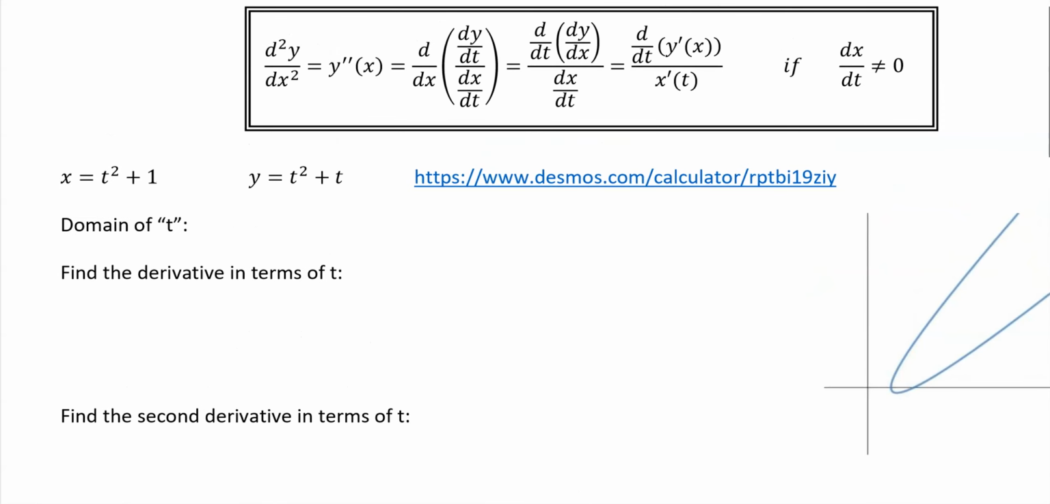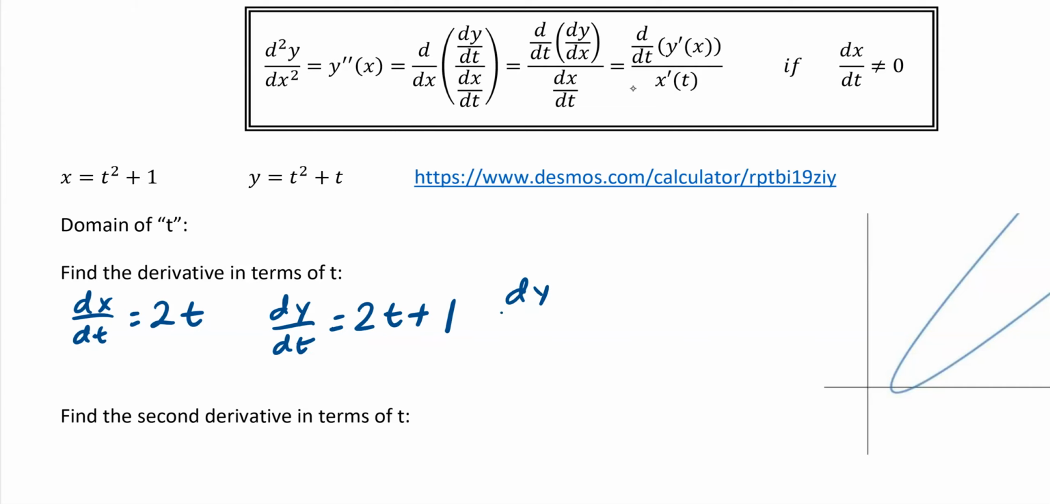Okay, so we have dx/dt would be 2t, and dy/dt is equal to 2t plus 1. So that means our dy/dx would be (2t plus 1) over 2t. Simplifying this would be 1 plus 1 over 2t. So you can see that's all this is. This is our dy/dx, right here. And so we're going to take this one again and take the derivative of it and then divide it by this one's derivative.